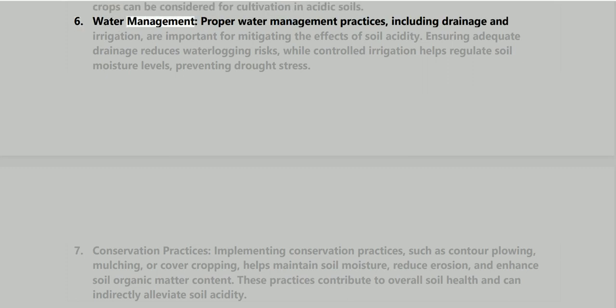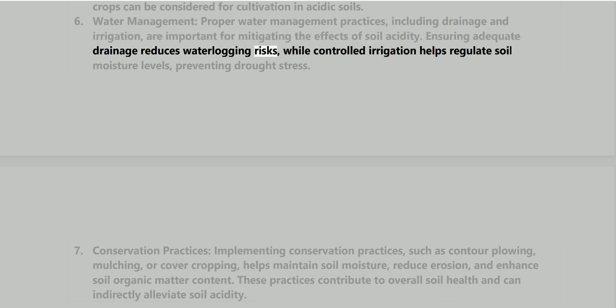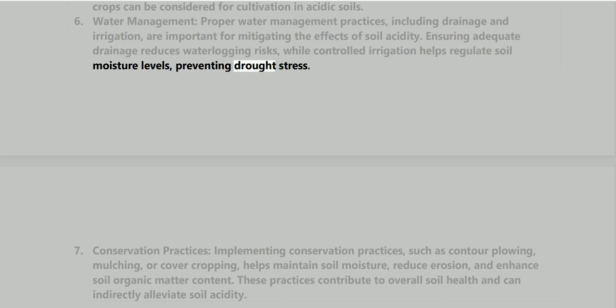6. Water management. Proper water management practices, including drainage and irrigation, are important for mitigating the effects of soil acidity. Ensuring adequate drainage reduces waterlogging risks, while controlled irrigation helps regulate soil moisture levels, preventing drought stress.